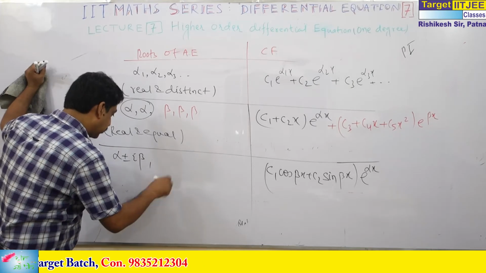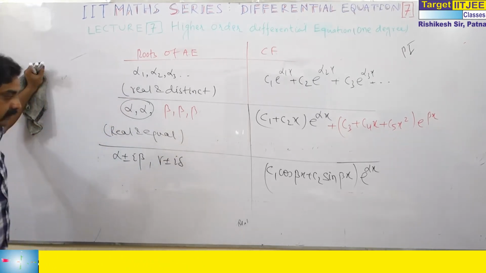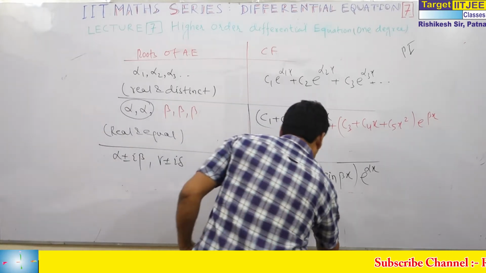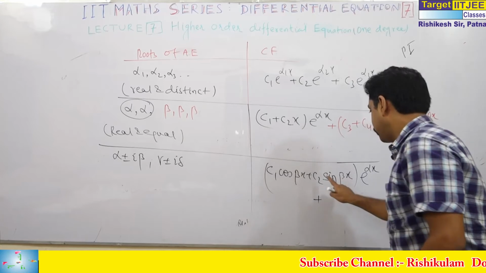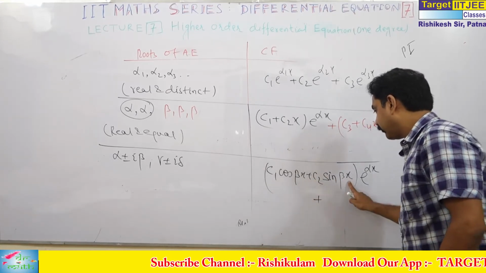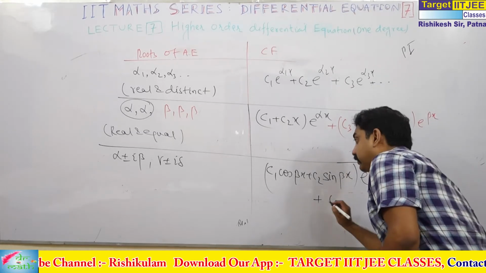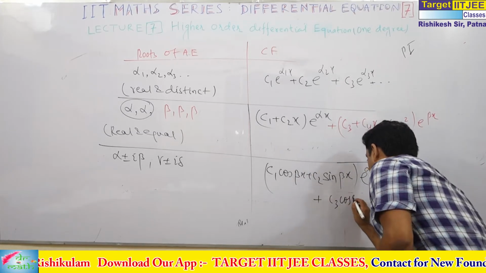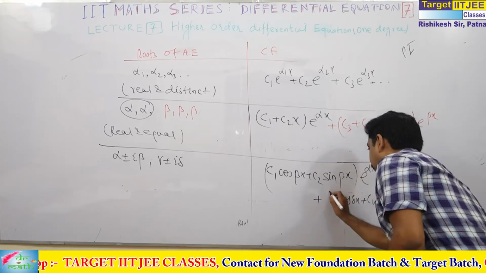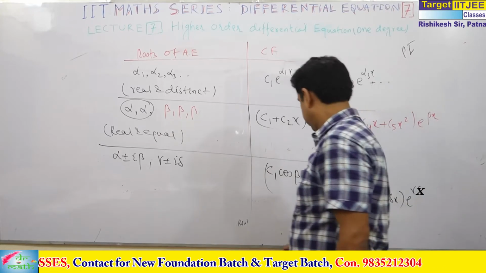Suppose there is another imaginary root, gamma plus minus i delta. You will write the imaginary roots, and the trigonometric part is written from the imaginary part. So this is C3 cos delta x plus C4 sin delta x, and e to the power gamma x.